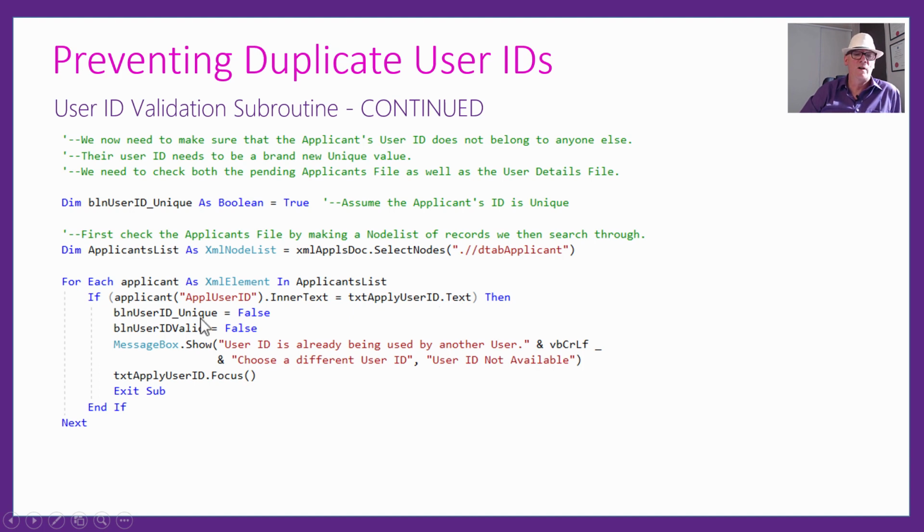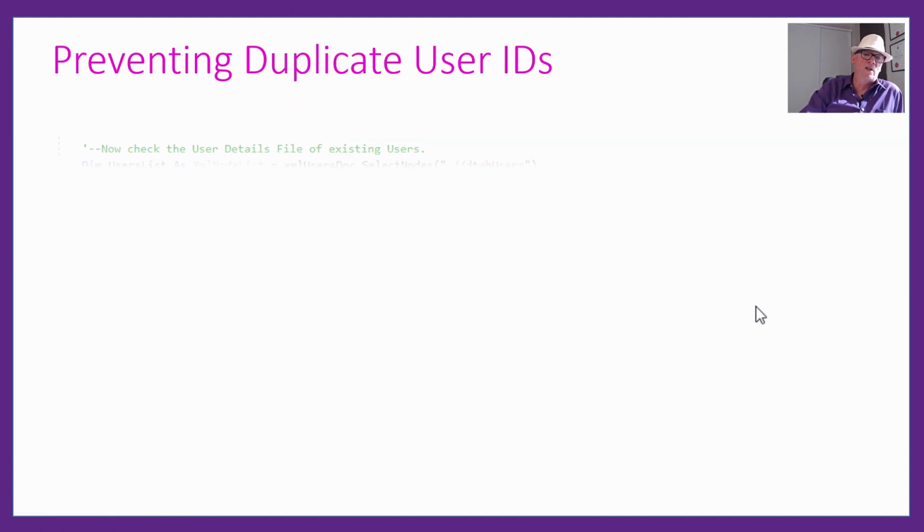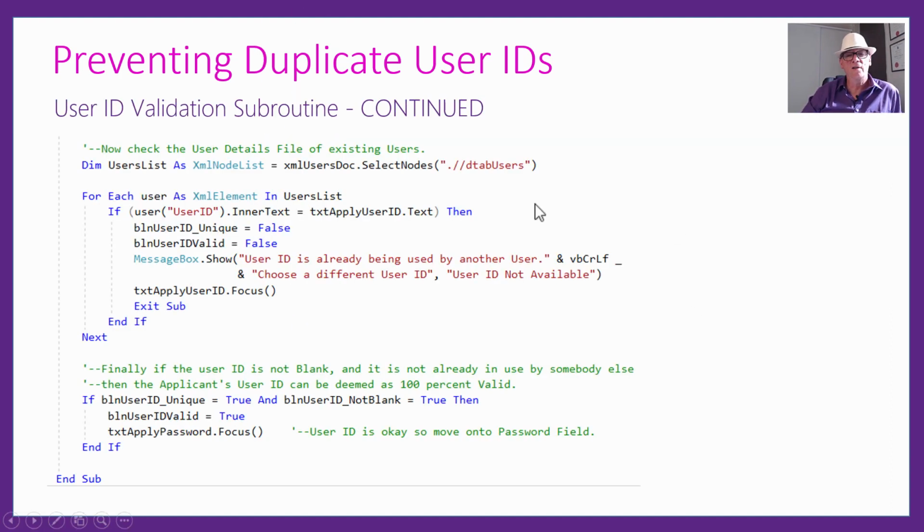So we set Boolean user ID unique equals false, and so the Boolean user ID valid isn't going to be any good, and we need to show them a message box. Sorry, the user ID is already being used by another user. Choose a different user ID, and up the top of that box it's going to say user ID not available. And put the focus or the cursor back into the user ID field on the form. Okay, so that's just going to check out that there isn't someone in the applicant's file that's already chosen that user ID. And then we need to do the same thing basically with the user details file.